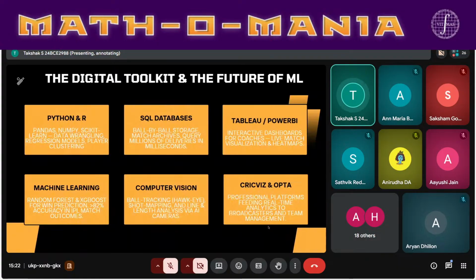Here, random forest is an ensemble learning method that works by building a large number of individual decision trees, each tree making a prediction based on a random subset of the available features, and then aggregating all those individual predictions into a final output. And XGBoost is a more sophisticated and computationally efficient variant that builds trees sequentially, with each new tree specifically designed to correct the errors of the previous trees. It is currently one of the most powerful predictive modeling algorithms available, and it has an accuracy of more than 82% in IPL match outcomes.